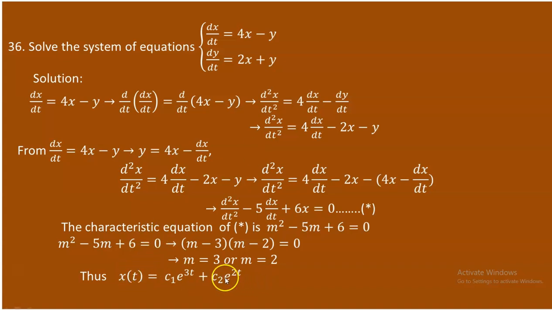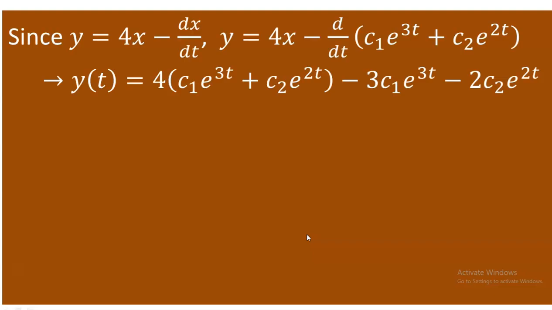So we need to substitute the obtained expression in the first equation. You don't need to substitute in the second, because it might be complicated, as it has two y's here, but in the first one we only have one y, so we better use the first one. What comes next is the following. We know that y is 4x minus dx over dt, and this is y equals 4x minus, we know what x is, it is this one.